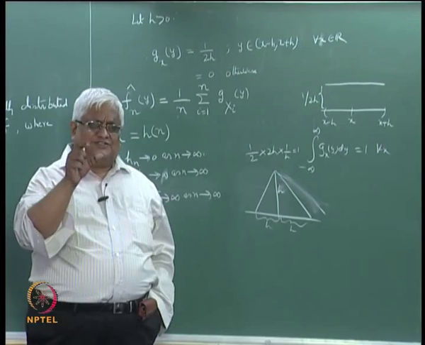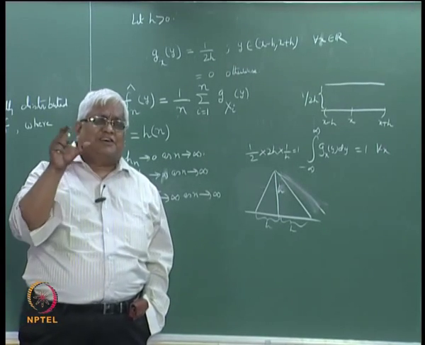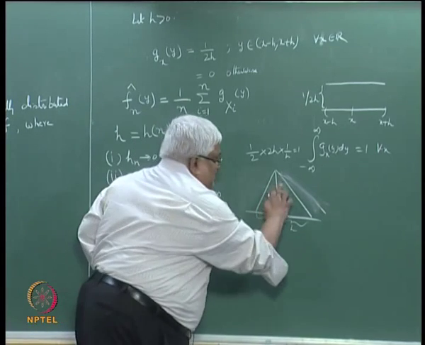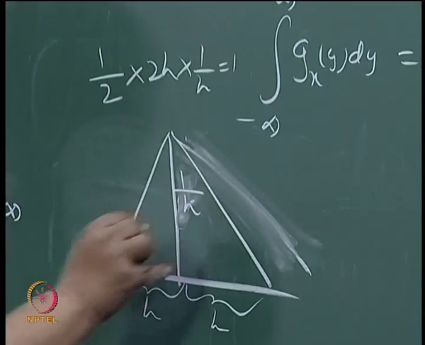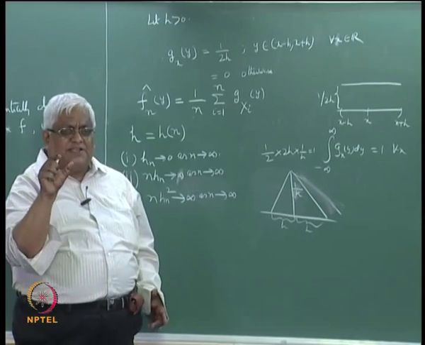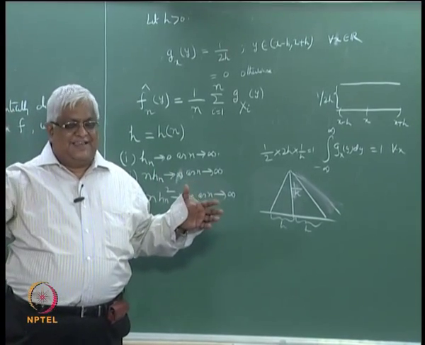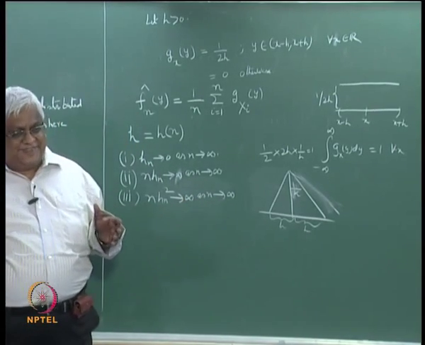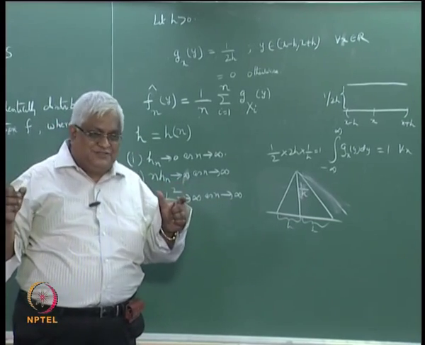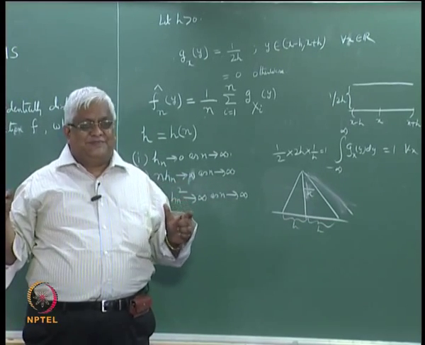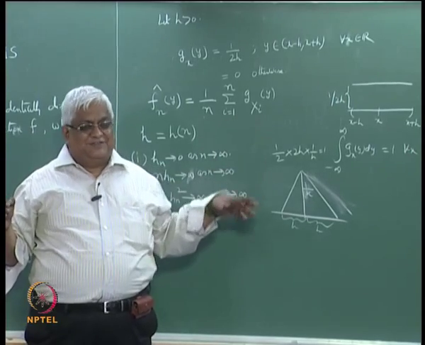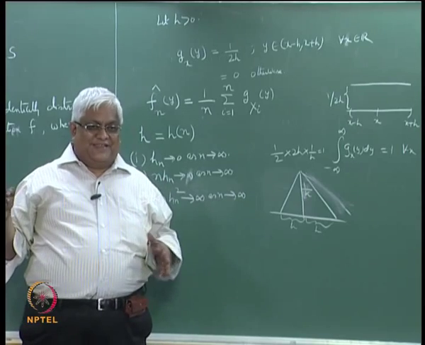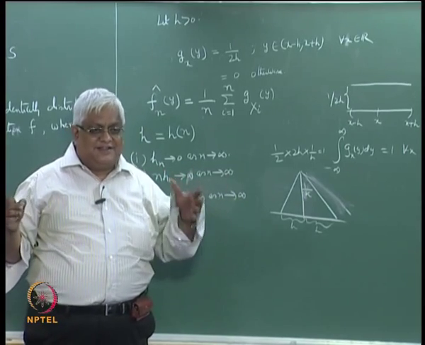In fact, he had shown it for a class of functions, and he called them kernel functions. This height is 1 by H. One of the first places where you see the word kernel is in Parsons's work. So, this is also called kernel density estimation.